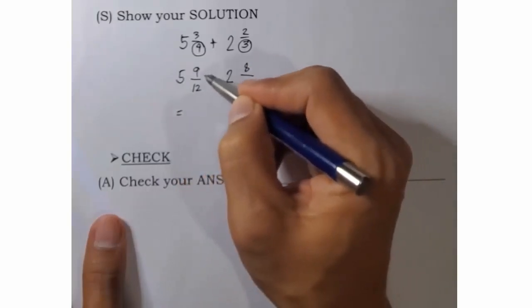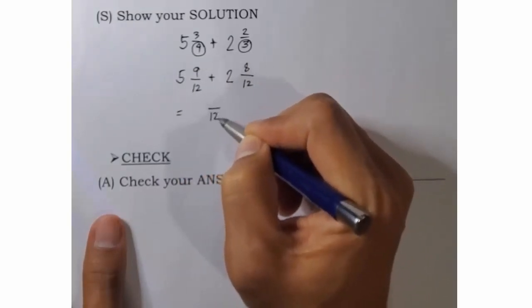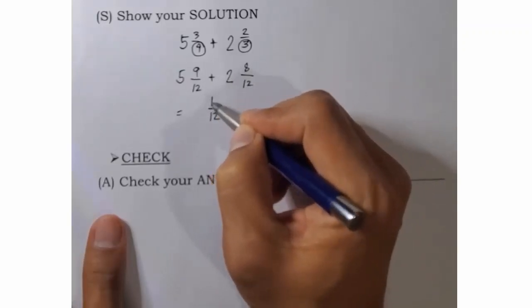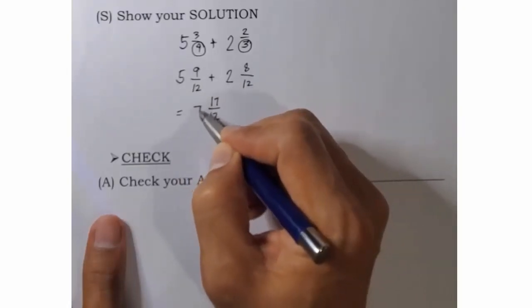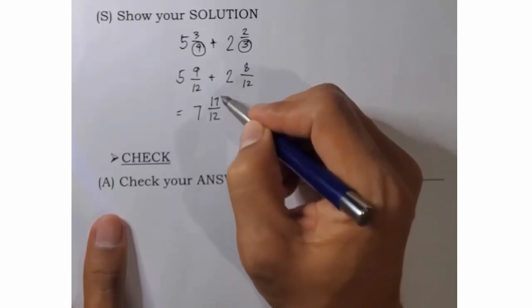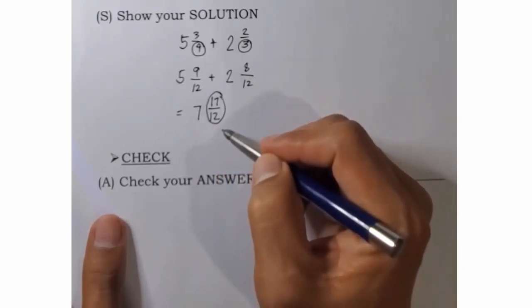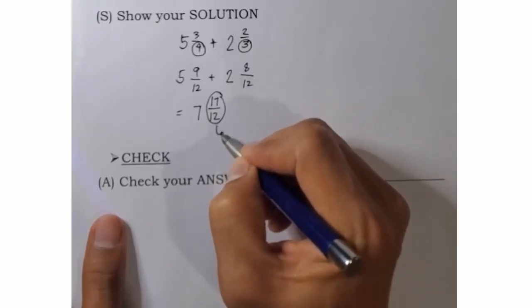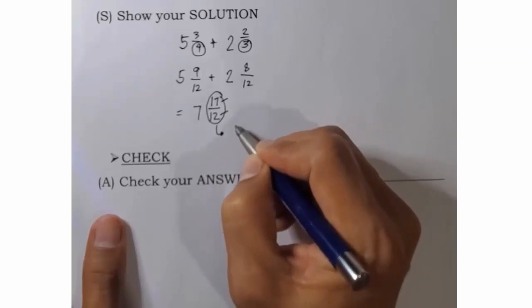After that one, we can now add the fractions. Of course, copy the common denominator 12 and add the numerators, 9 plus 8 is equal to 17. Then add the whole numbers, 5 plus 2 is equal to 7. Now try to look at our fraction here. This fraction is an improper fraction, so we need to change this into a mixed number. How many 12 can we get from 17? That will give us 1.